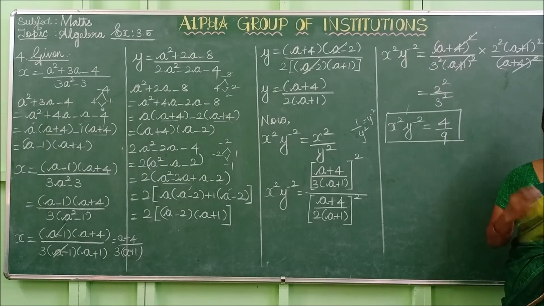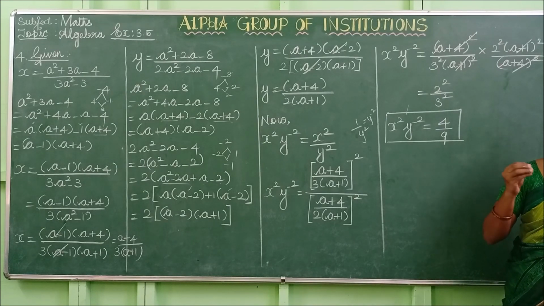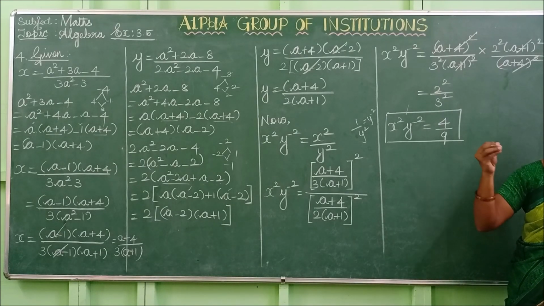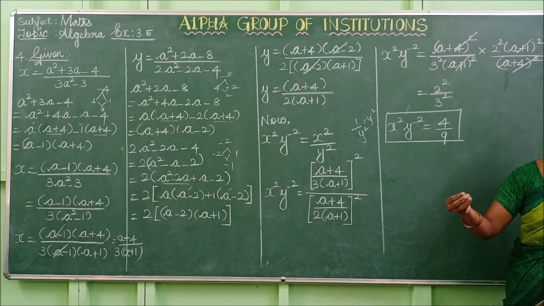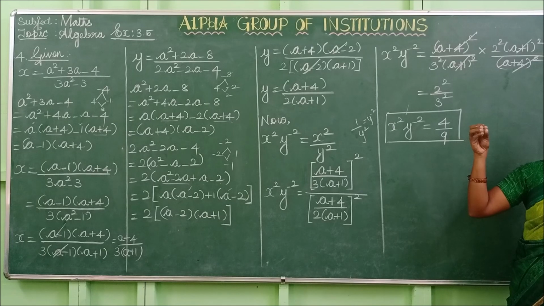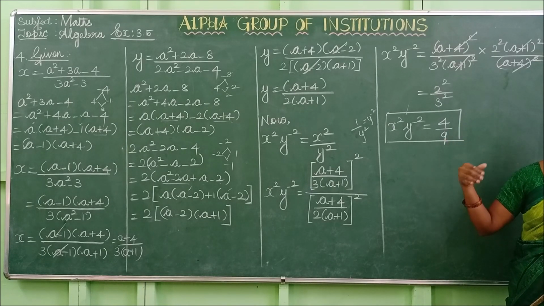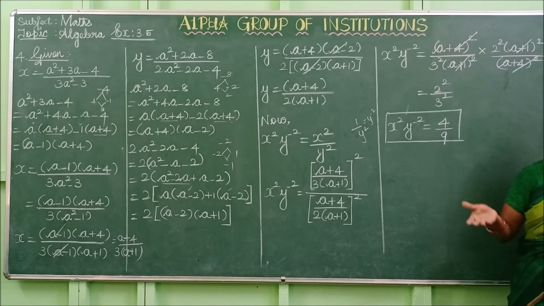Similarly for division, p of x by q of x and r of x by s of x are any two rational expressions where q of x and s of x are not equal to 0. p of x by q of x divided by r of x by s of x is equal to p of x by q of x, where the operation changes: division changes into multiplication. R of x goes to the denominator, s of x comes to the numerator.